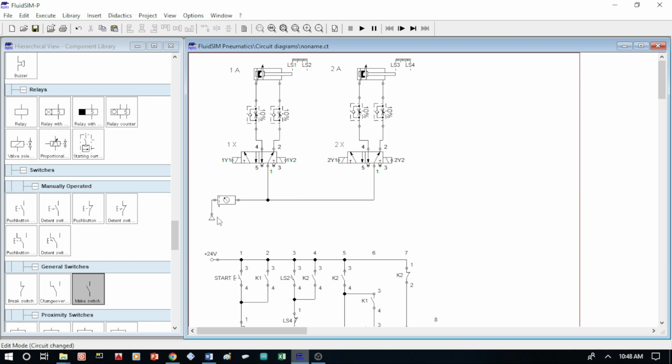Okay, here is a compressed air source and service unit. The circuit uses a compressed air source, connected through an air service unit, which includes a filter, regulator, and lubricator to condition the air before it enters the system.